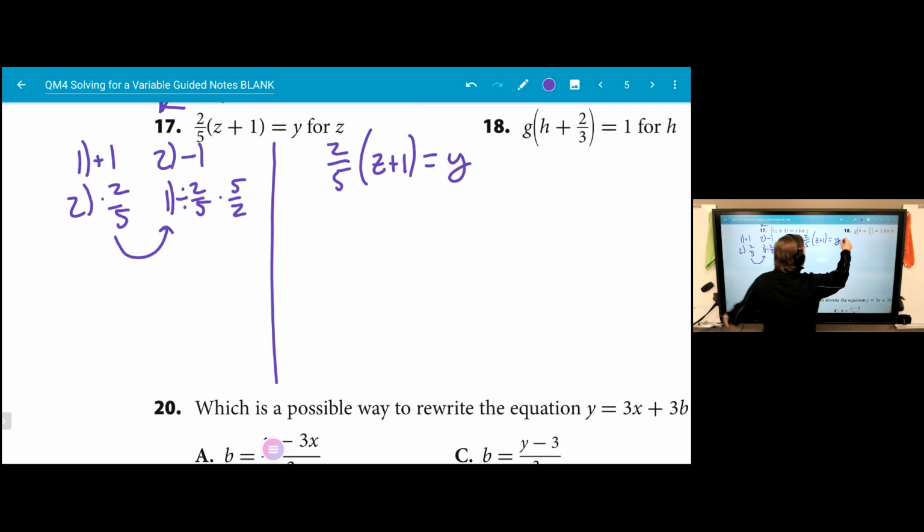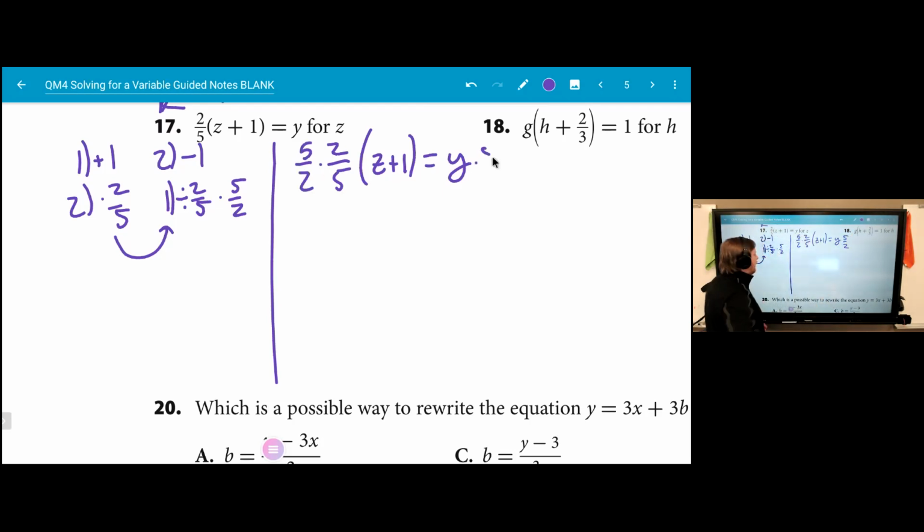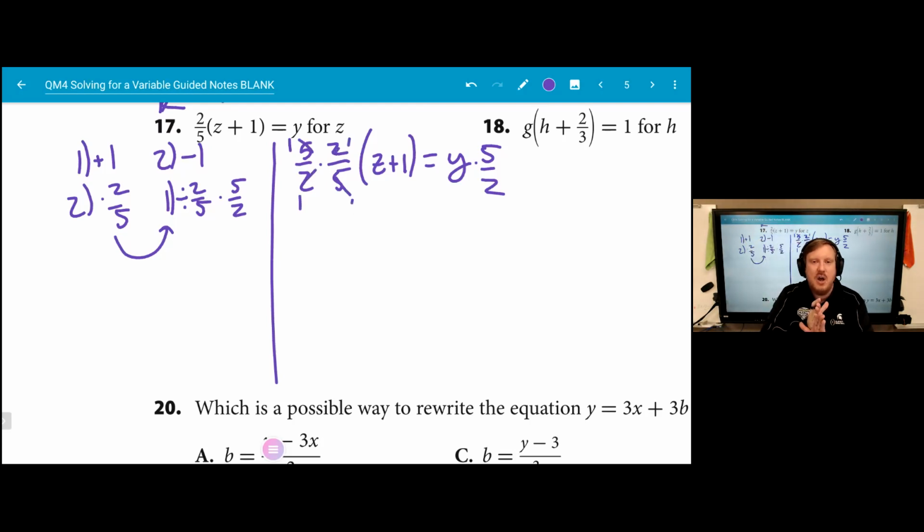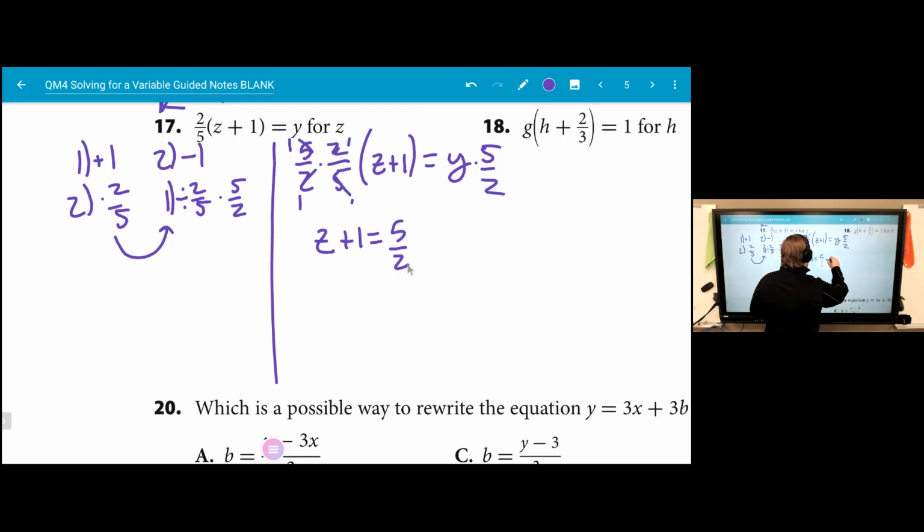And if we do that, here's why this works on the left-hand side. I get 10 divided by 10 right there. Or if I cross simplified first, I get 1 divided by 1. Remember, cross multiplying is when you have an equal sign in between. Cross simplifying is when you're multiplying two fractions. This just simplifies to 1 and leaves me with z plus 1 equals, and you can write this multiple ways. I could have 5/2 y, or I could have 5y divided by 2, however you want to write it.